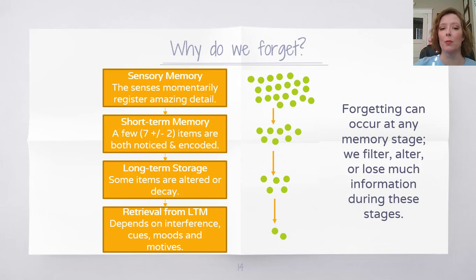This is your short-term or working memory. This is that 7, give or take 2, number of items retained. Some items are altered or decayed in the transfer from short-term working memory to long-term storage. And then you've got the problem of interference, cues, moods, and motives, possibly inhibiting retrieval from the long-term memory.